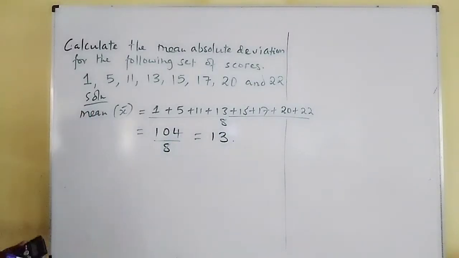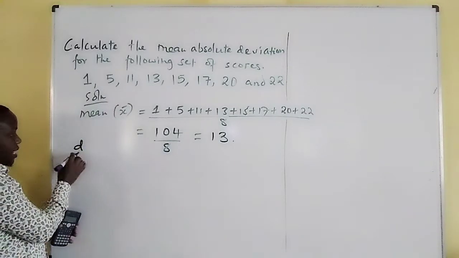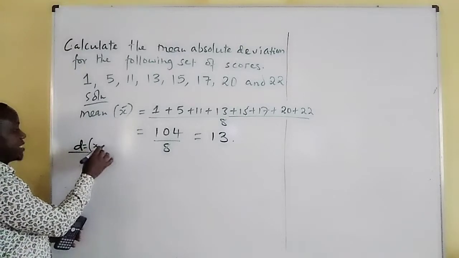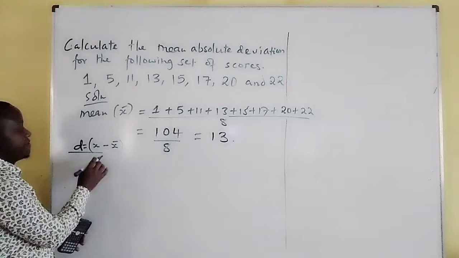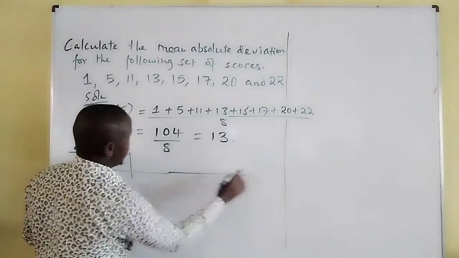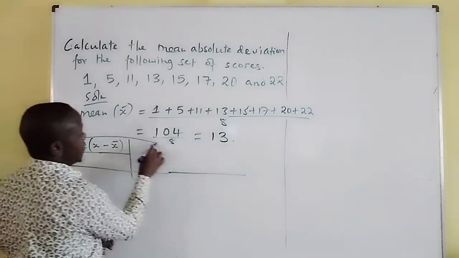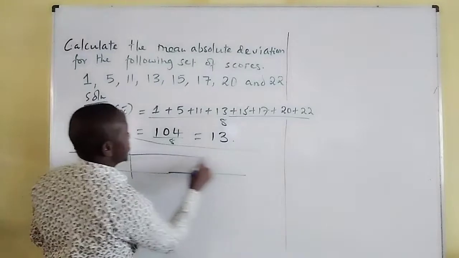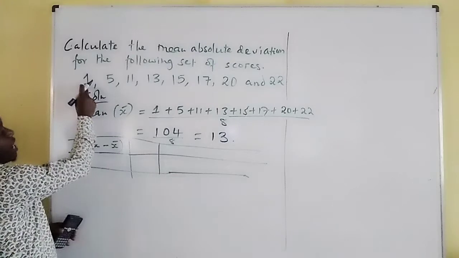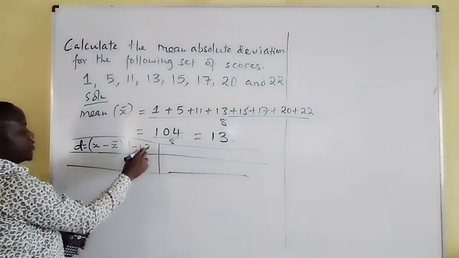A mean of 13. Therefore, we obtain something called deviation. And deviation is when we take the item and we check how it has deviated from the mean. So in the first case, we have 1 and the mean is 13. So 1 has deviated from 13 by negative 12.